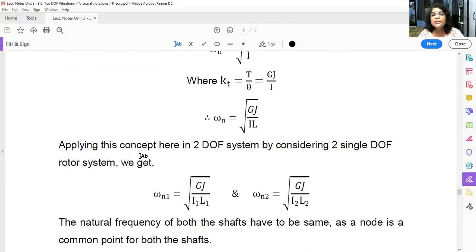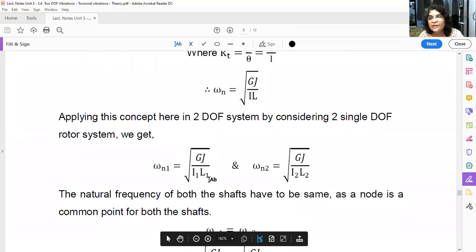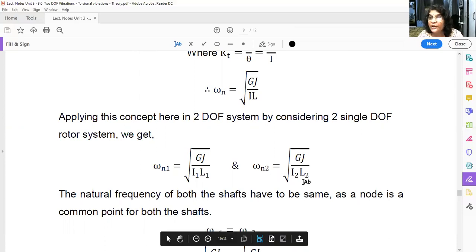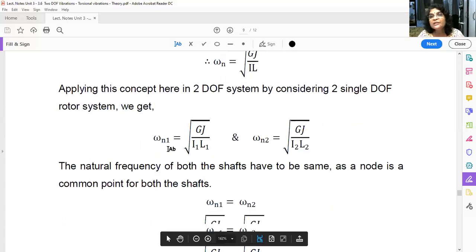Now, when you apply this formula for a single rotor system, you write omega n1 is equal to the square root of GJ upon I1 L1, and omega n2 is also equal to the square root of GJ upon I2 L2. Here I have to write omega n2, not omega. Omega n1 is this one if we consider rotor number 1, and omega n2 is this formula when you consider rotor number 2.